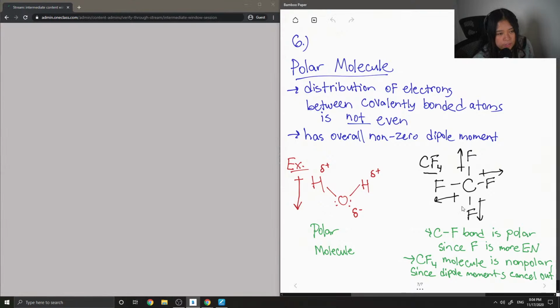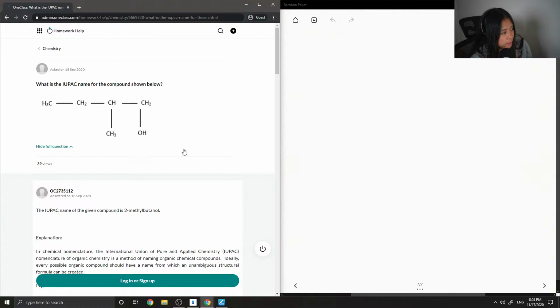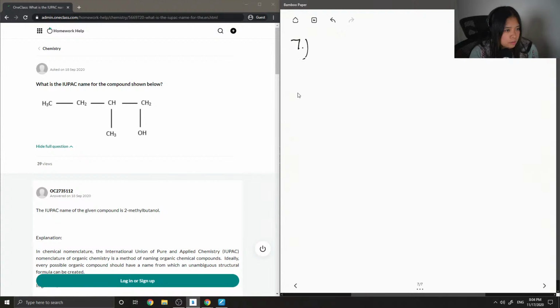Okay, so solution is correct. On to question 7. What is the IUPAC name for the compound shown below? Okay, so I'm going to draw it out as well.